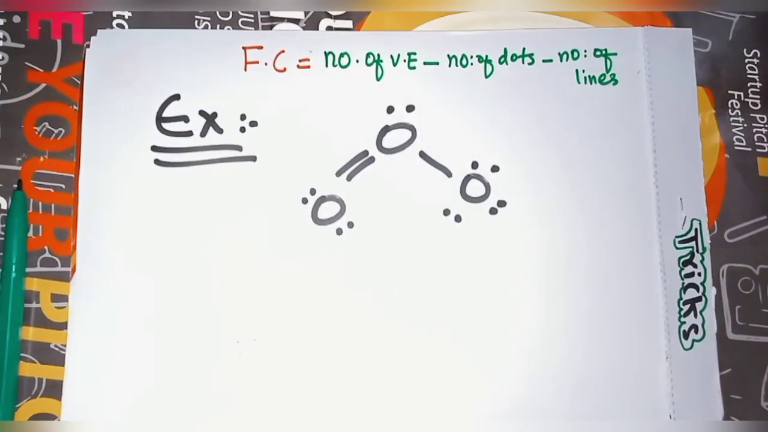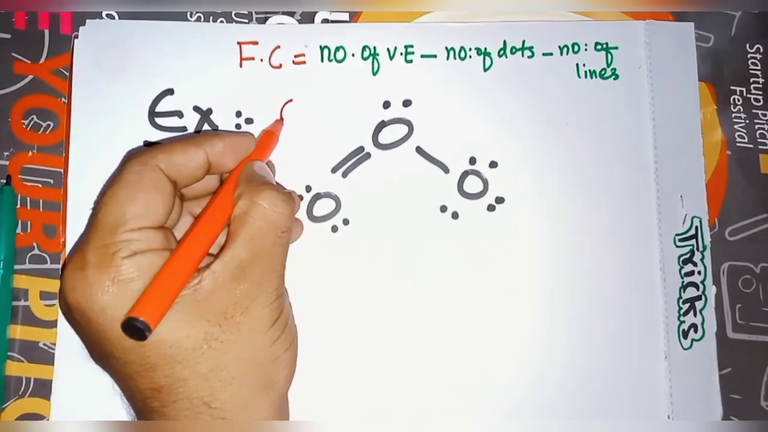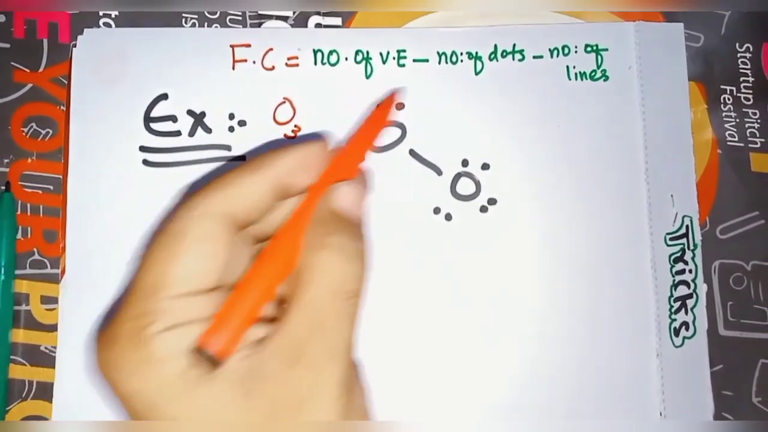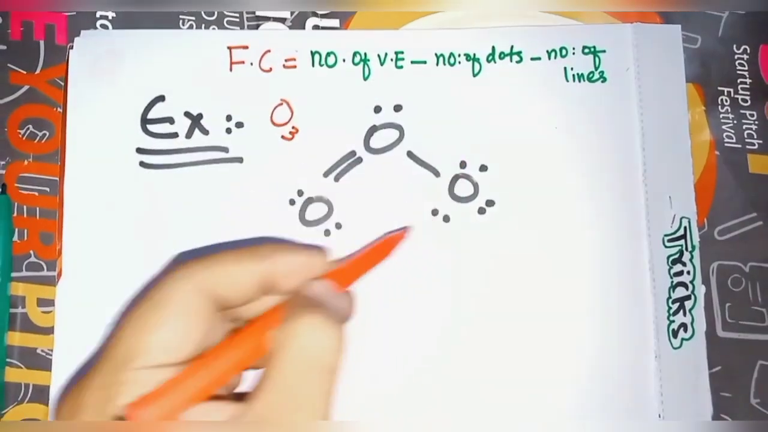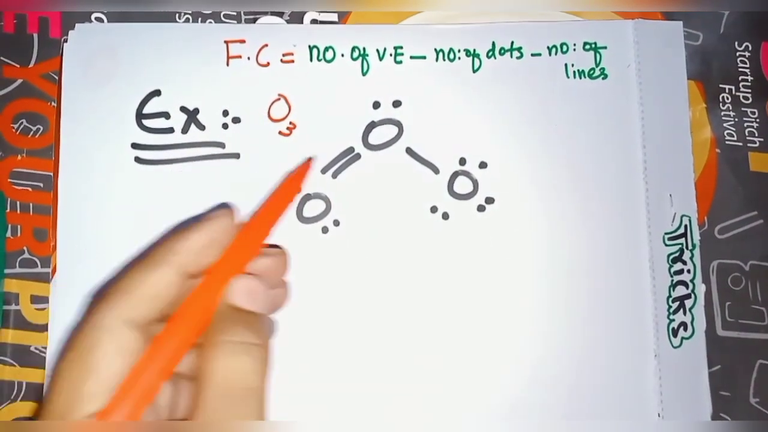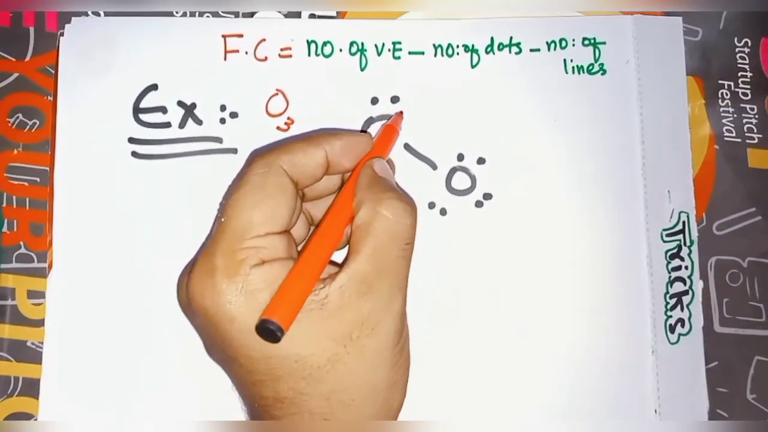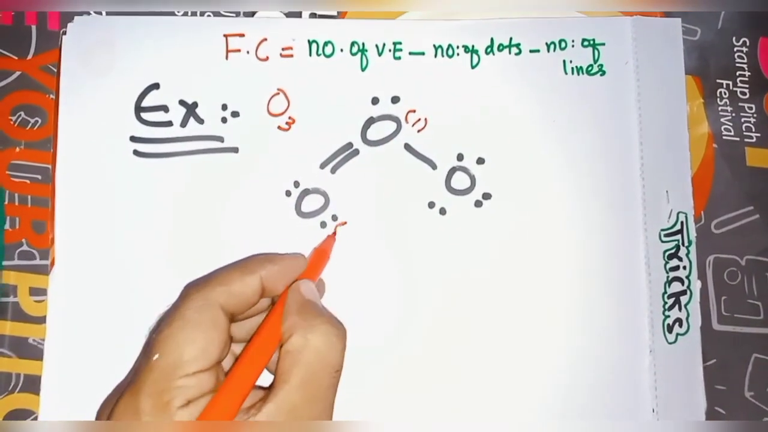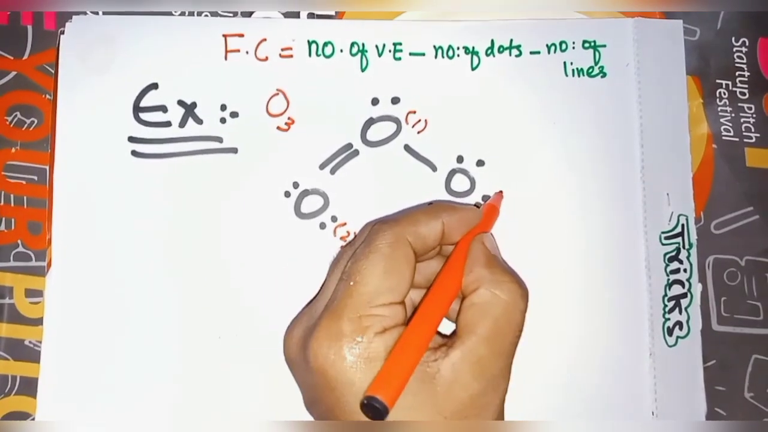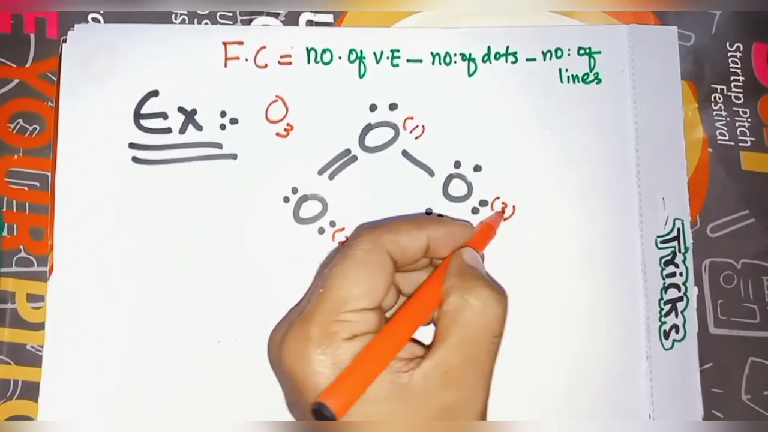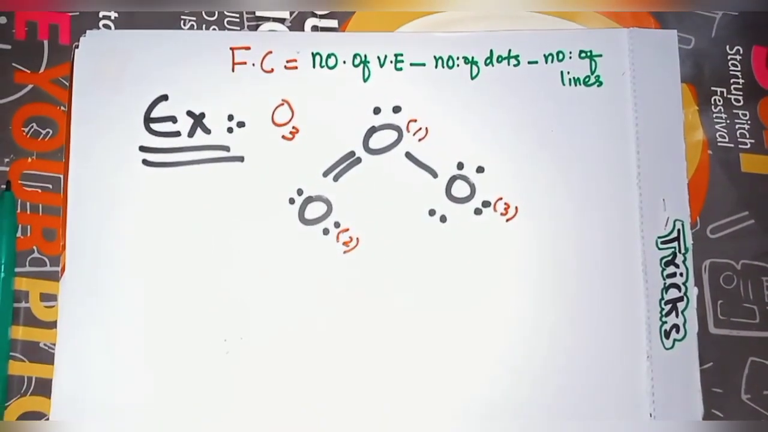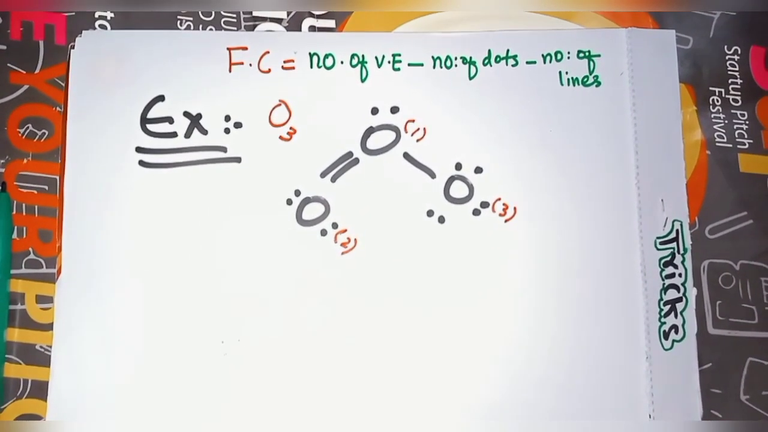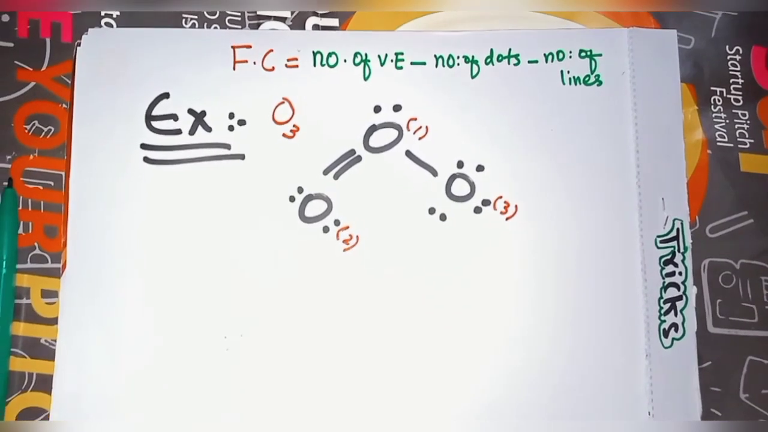Suppose we take an example of the O3 molecule. So this is the Lewis dot structure of the O3 molecule. We mark them as first oxygen, second oxygen, and third oxygen. Now we find the formal charge on the O3 molecule one by one, on the first, second, and third oxygen.